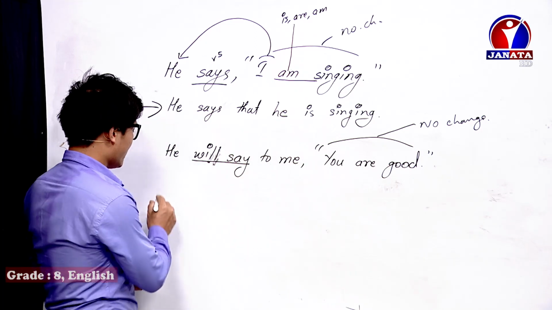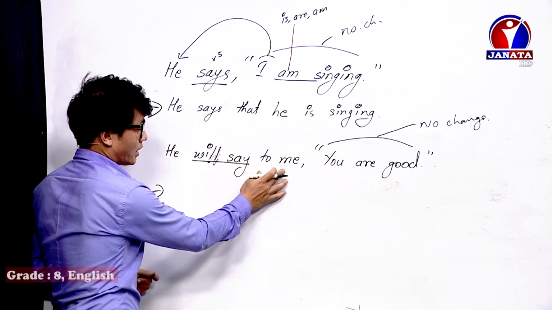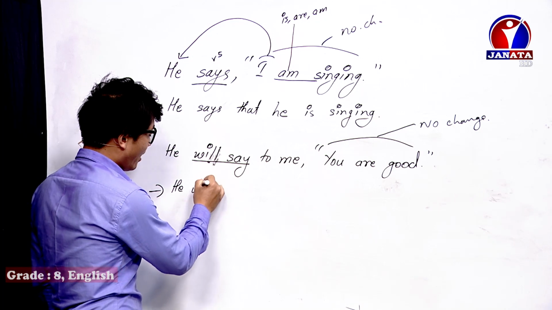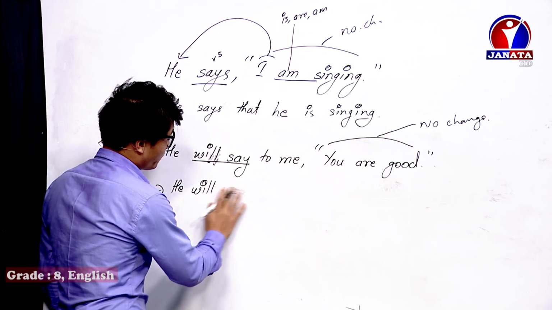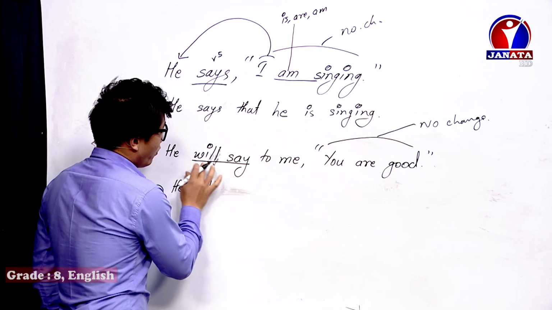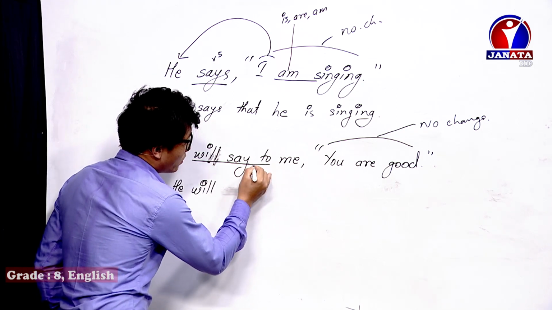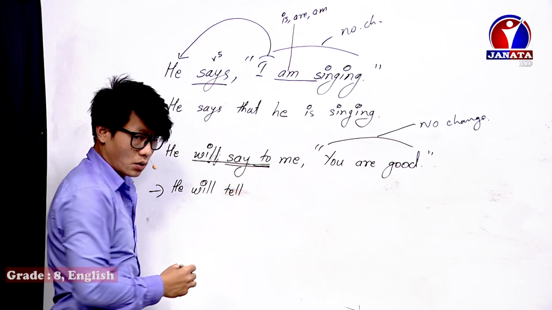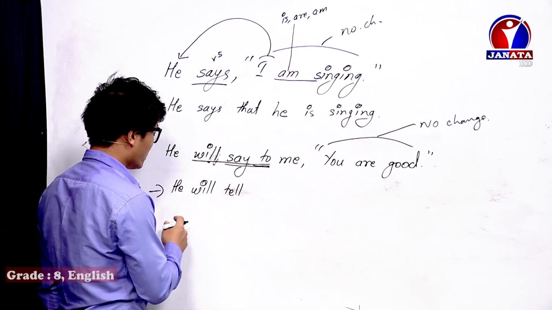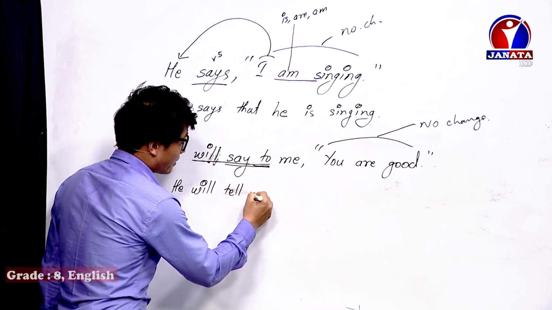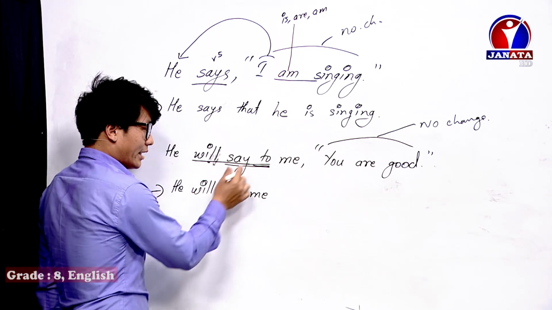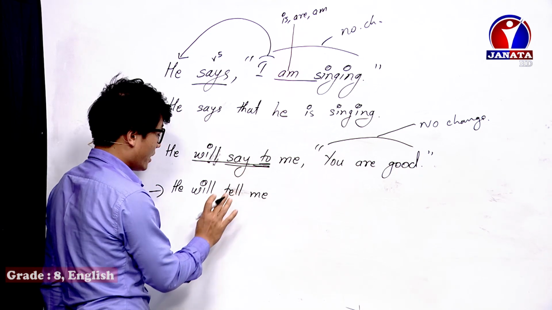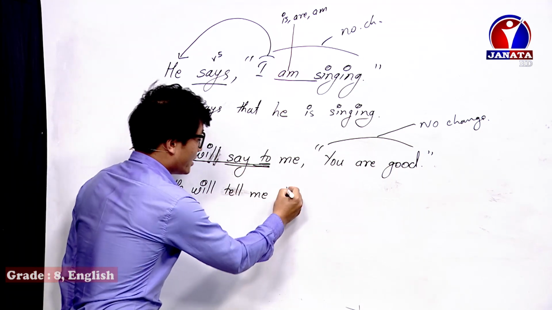Here also you can see that he will say to me, you are good. So we need to write the same. He will say, no, here it should not be say. He will say to me, when there is a TO after say, then we need to change this into tell or told. Later I will tell you how it should be there. He will tell me. Once again, here is a TO preposition after say, so we need to change say to into tell. Okay, he will tell me that.